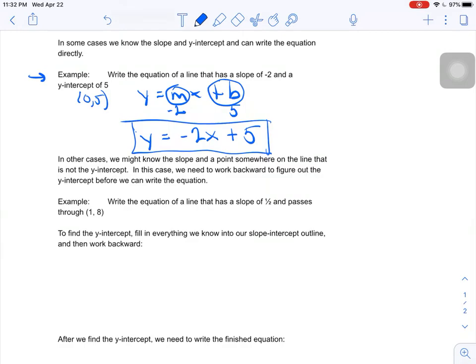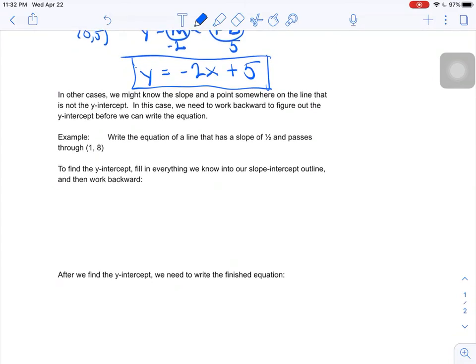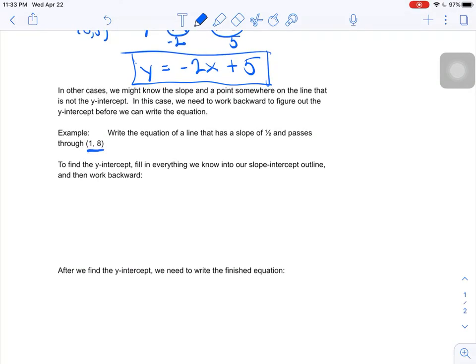I have to figure out what the y-intercept is first. So it might be a situation kind of like this. Write the equation of a line that has a slope of 1/2 and passes through the point (1, 8). Well, that's not the y-intercept. So I cannot drop a 1 or an 8 into the y-intercept spot because that's not where the line crosses the y-axis. So I have to figure out where it does cross the y-axis.